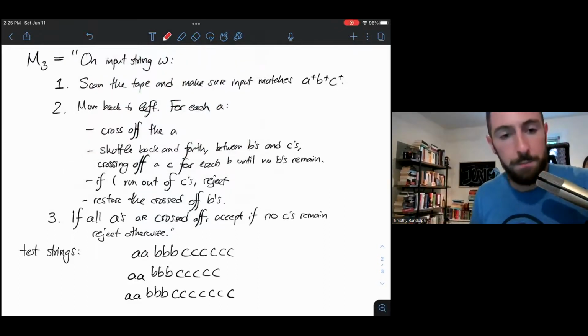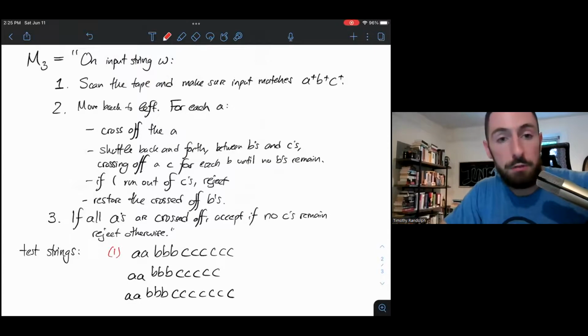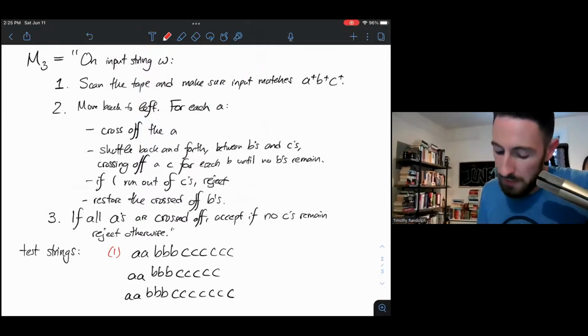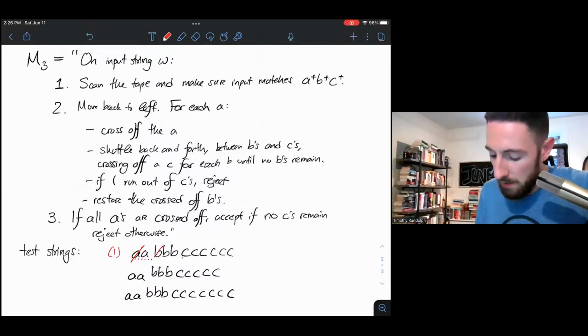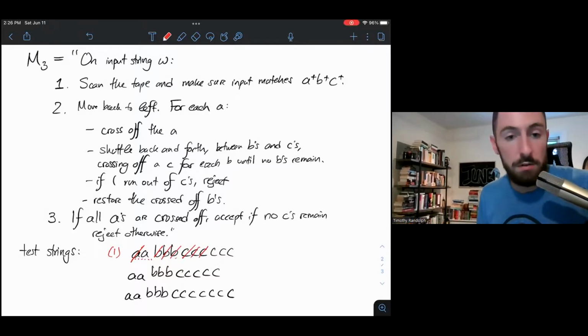So let's follow our procedure. On this first input, I'm going to scan the tape, move left to right, and yes, indeed, the input does match A plus B plus C plus. I'll move back to the left, and for each A, I'll follow my procedure. Cross off the A, move over, and shuttle back and forth between B's and C's, crossing off a C for each B until no B's remain. So cross off that B, move over, cross off that C, move back, move over, move back, move over. Now when I move back, I see all my B's are crossed out. I did not run out of C's, so I reach the end of my loop and I restore the crossed off B's.